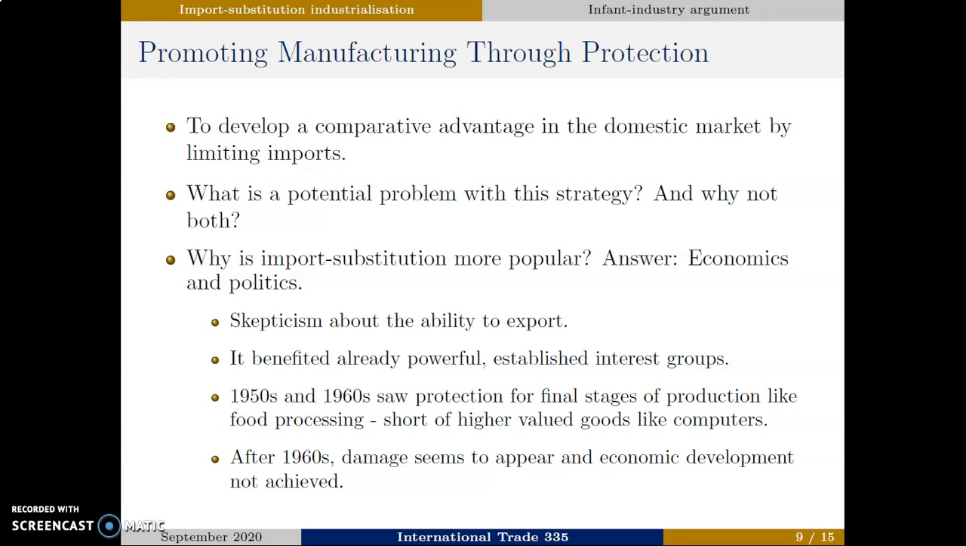A problem with import substitution was that it protected powerful and already established industries. In the 1950s and 1960s, developing countries further focused on the final stages of production like food processing, believing this will give them the highest return. However, developing countries never went beyond that to higher valued goods like computers. After 1960, it became clear that the expected benefits were not appearing in developing countries and that damage, like increased inequality, appeared.